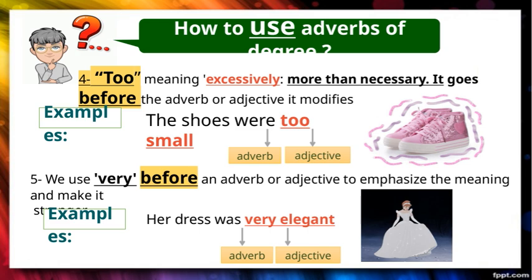Understanding how to use these words correctly helps us communicate more precisely and effectively, especially when describing qualities or degrees. This is an important part of mastering descriptive language and making our expressions clearer.